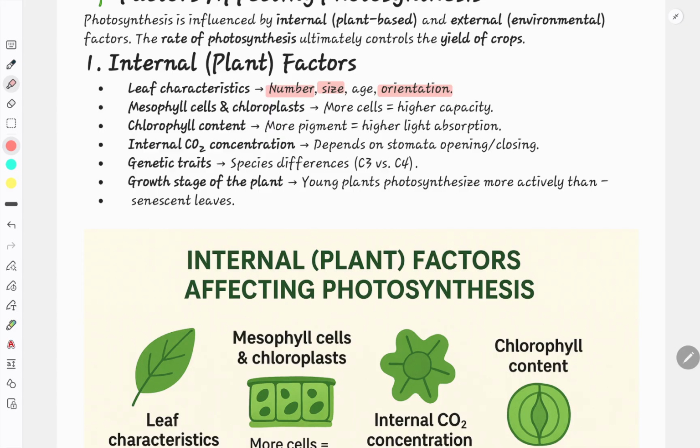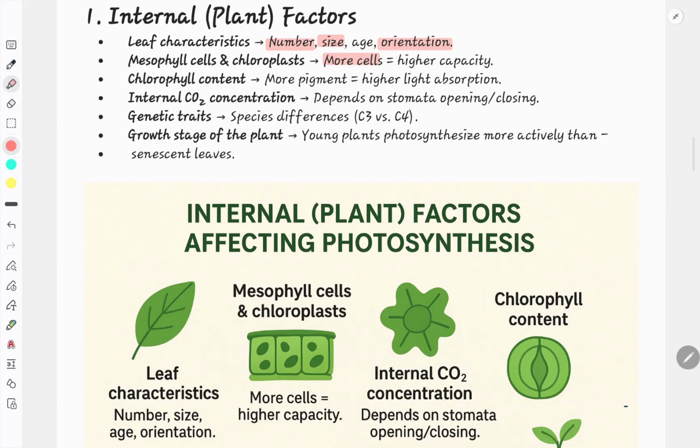If the leaf is at the top position, it will have the most sunlight. If a leaf is at the bottom of the tree, it will receive the least sunlight, and the photosynthesis rate will be lower. Mesophyll and chloroplast. As we know, photosynthesis mainly takes place in the mesophyll layer of the leaf. The more mesophyll cells, the more photosynthesis, and the higher the capacity of the leaf to produce food.